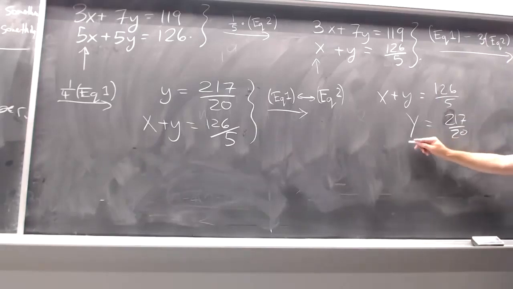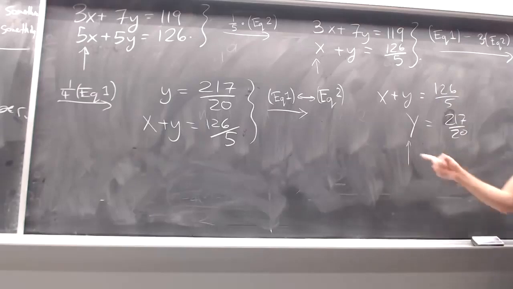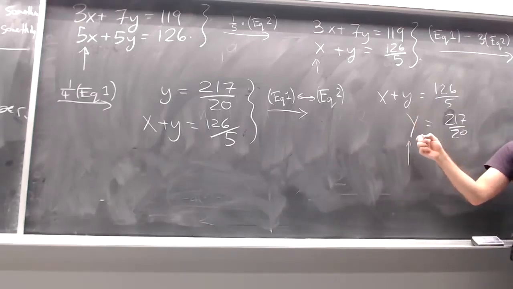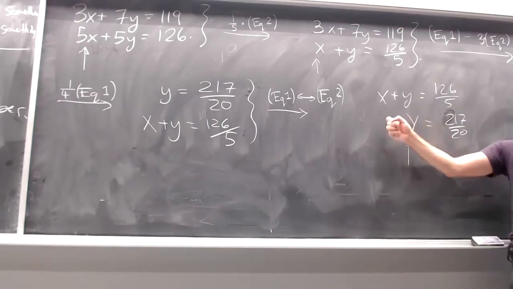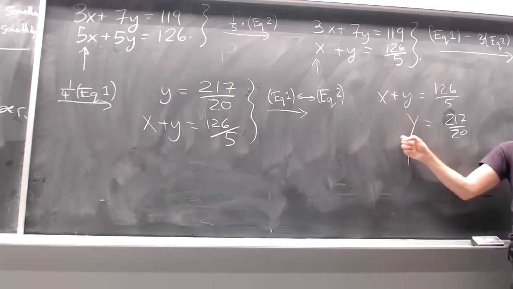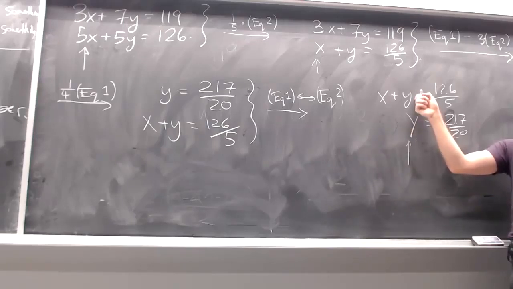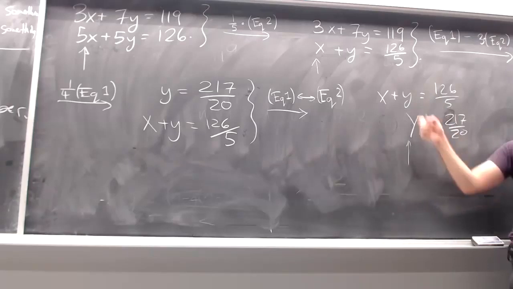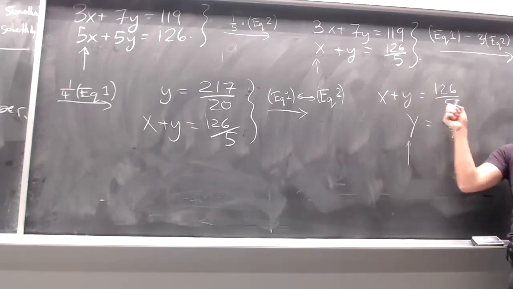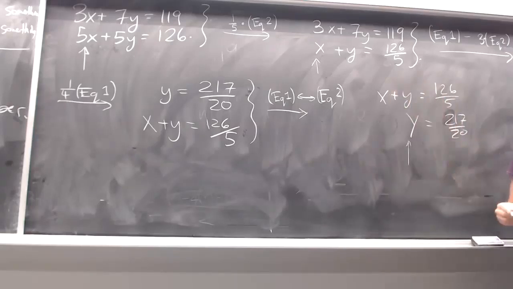Okay, now I'm going to focus on this variable, the y, and I notice that since there's no x here, it's pretty easy to just kill this y here without changing the x at all. So if I subtract this equation from this one, this y is gone, right? So I'll take equation 1 and subtract equation 2.